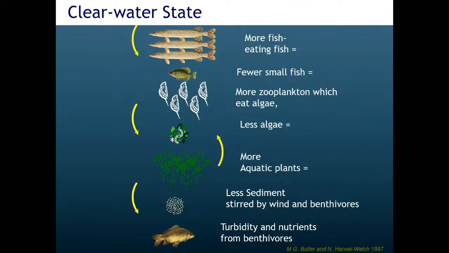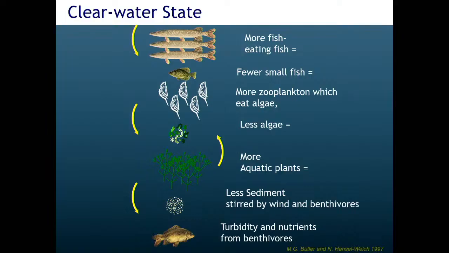When we have a clear water state, it's kind of the opposite. Say we have a bunch of big pike out there, and it's not even real big fish. 20-inch pike are big enough to control things, or 12-inch bass. It doesn't take these massive 40-inch fish. It's just bigger fish that can eat other fish.